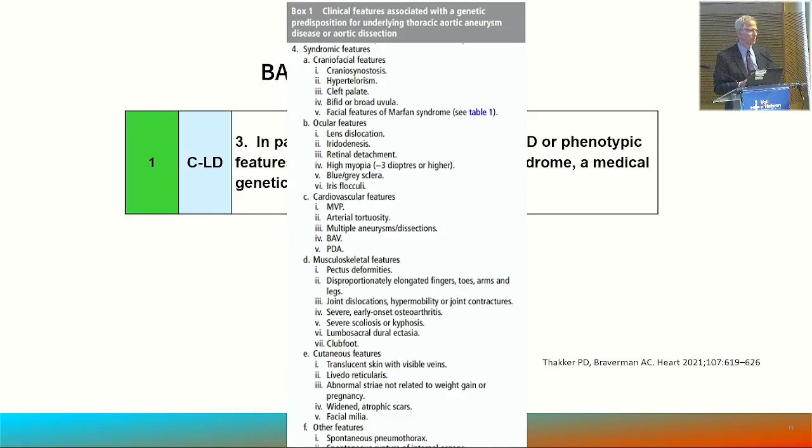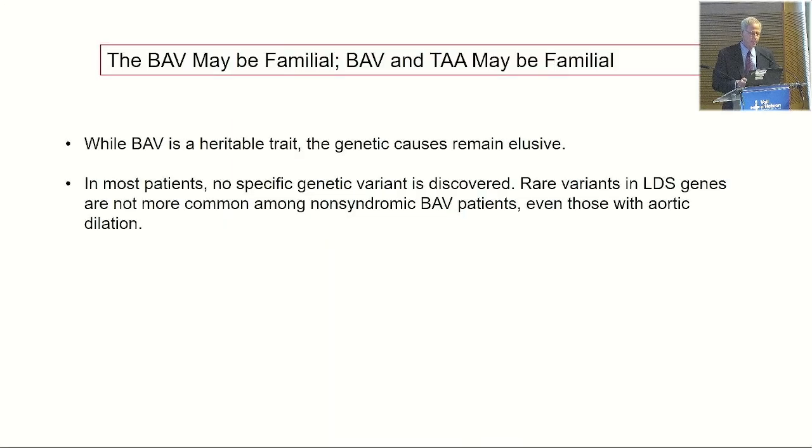So what features should one look for? Again, cardiologists have to become dysmorphologists and look for these features that can be subtle, involving the craniofacial features, the skeleton, and the cutaneous features to recognize the patient that doesn't just have bicuspid valve and aortopathy, but has another condition. So while it's a genetic condition, the genetic causes really remain elusive.